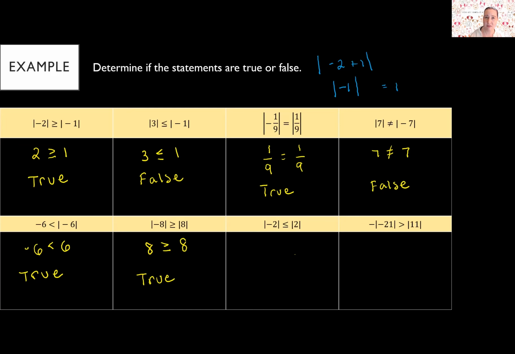Next one, we have the absolute value of -2 is less than or equal to the absolute value of 2. So the absolute value of -2 is a +2. And then we have less than or equal to, and then the absolute value of 2 is also a +2. So when we read this, we have is 2 less than 2? That is not true. But is 2 equal to 2? That is true because that symbol is less than or equal to. So because these are equal, this is a true statement.